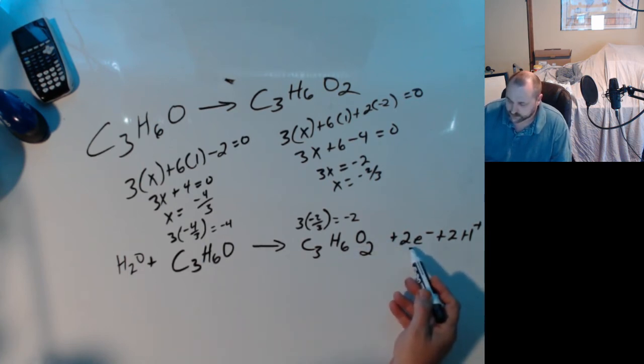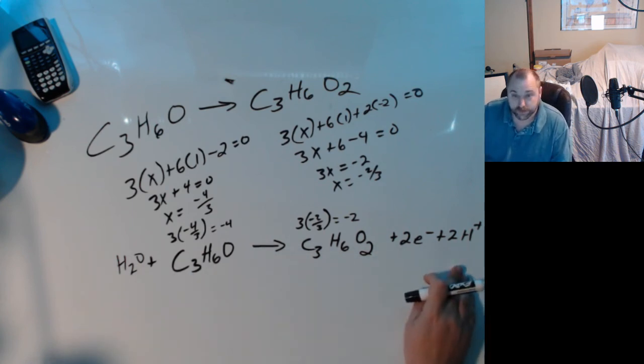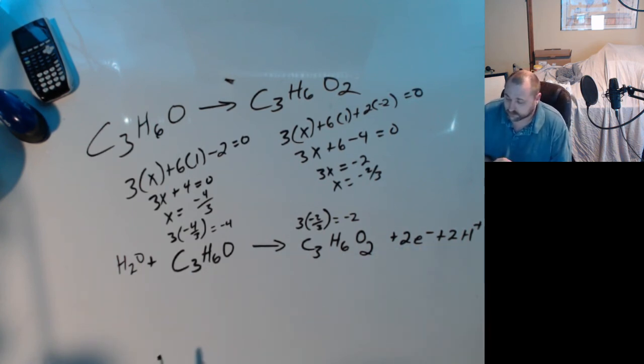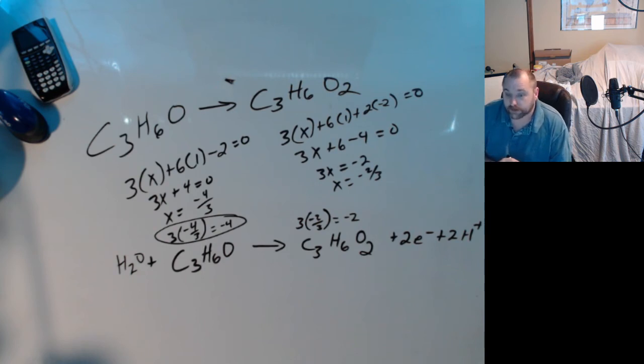Now notice this was 2 electrons. I believe we had 6 electrons in the previous, so I'd have to multiply this whole thing by 3 to get my electrons to balance out. But I was caught up in this, forgetting this step right here.